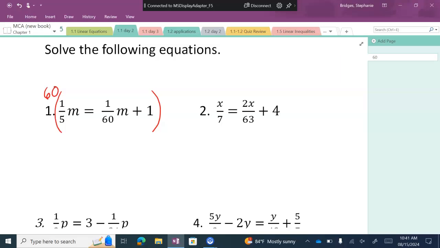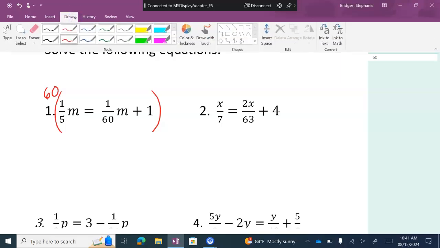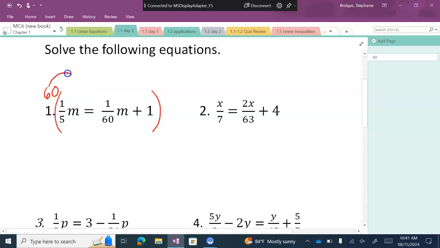Is everybody okay with where I got 12m from? All right, so what I'm doing is I'm just going to take and multiply each term by 60. And so to do that, 60 times 1/5 m is 12m. Then I'm going to bring down my equal sign.